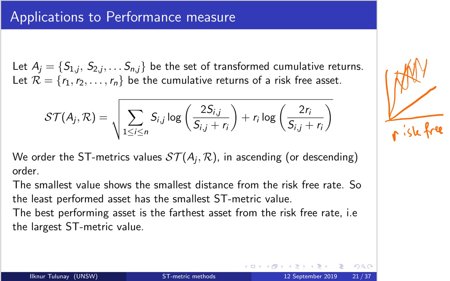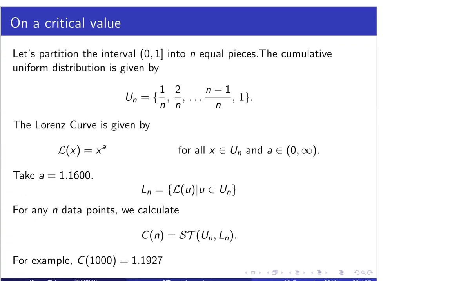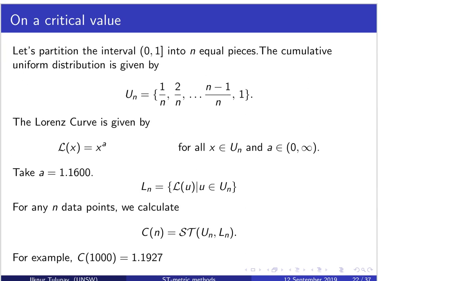Whatever your risk-free rate asset is, your favorite one, take that together with your transformed cumulative returns, calculate the ST metric, and find out the ST metric in ascending or descending order, and decide which strategy performs better than the others. In order to decide the equivalent ones, use the idea of critical points to calculate the uniform distribution together with either the normal distribution or the Lorenz curve.